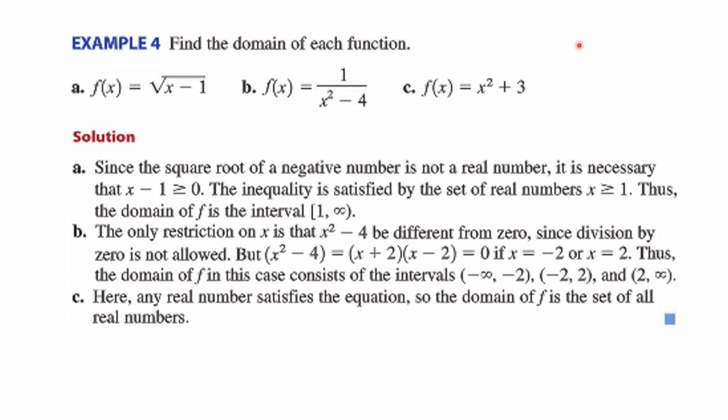Here, there's no problem, there's no denominator, there's no square roots, and that means any real number is satisfied. So the domain is all real numbers, or from minus infinity to positive infinity. We're going to continue this in 5.1.